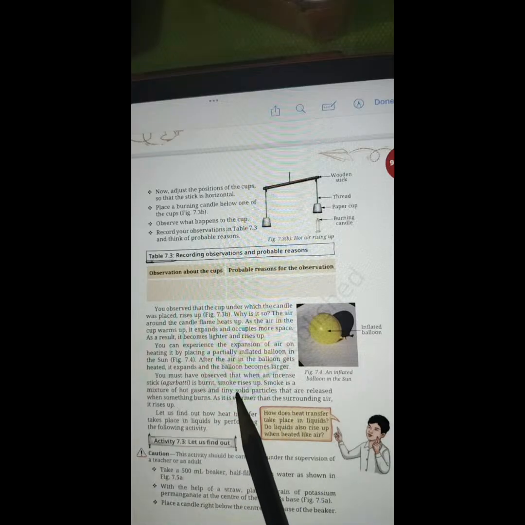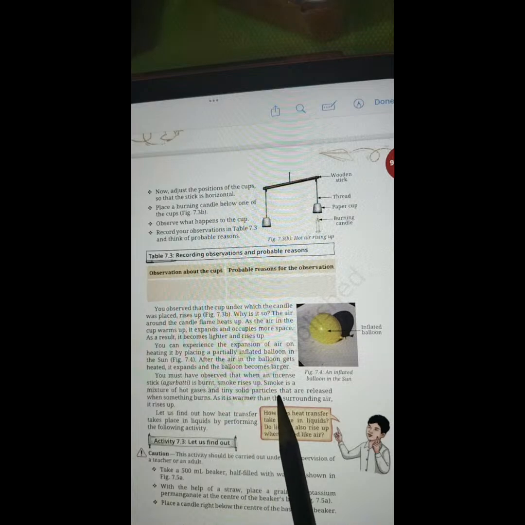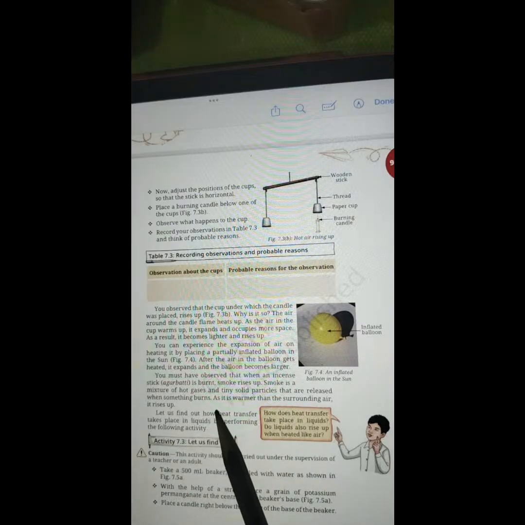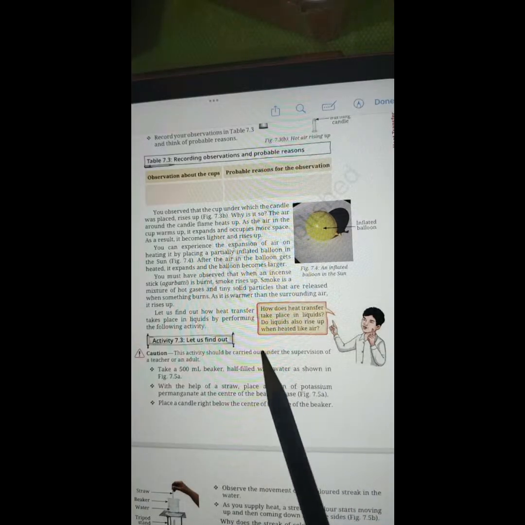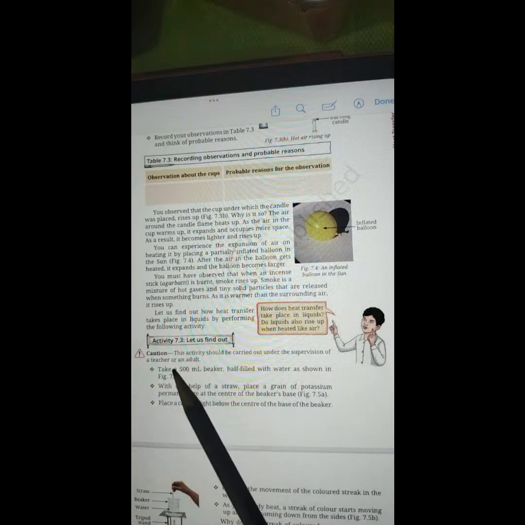You must have observed that when an incense stick or agarbatti is burned, smoke rises up. Smoke is a mixture of hot gases and tiny solid particles that are released when something burns. As it is warmer than the surrounding air, it rises up. Let us find out how heat transfer takes place in liquids by performing the following activity. How does heat transfer take place in liquids? Do liquids also rise up when heated like air? So let's find out with this activity.